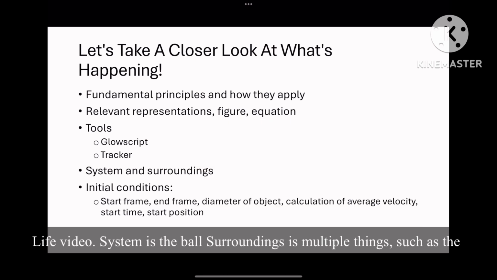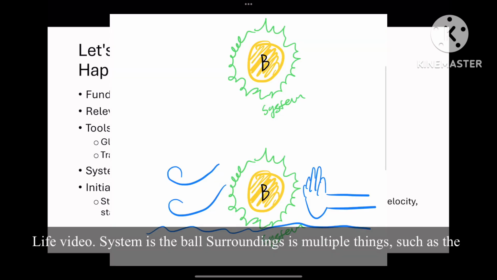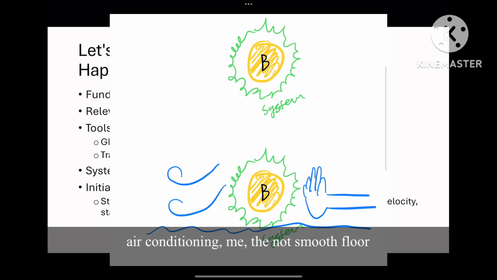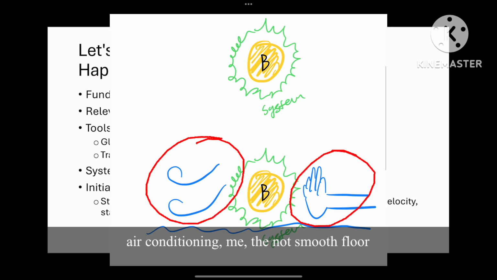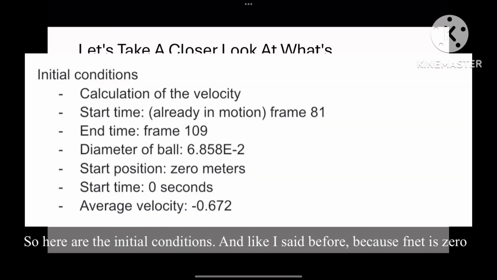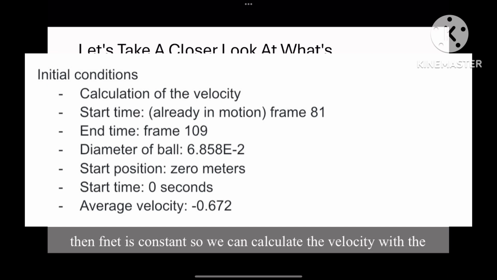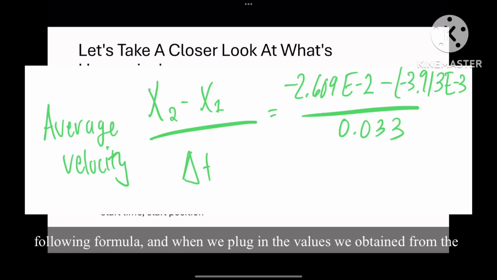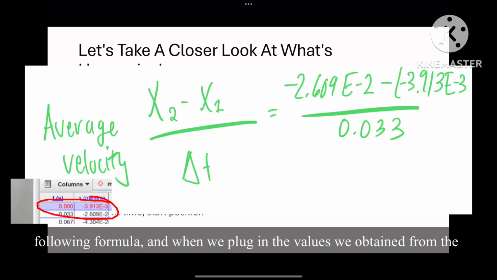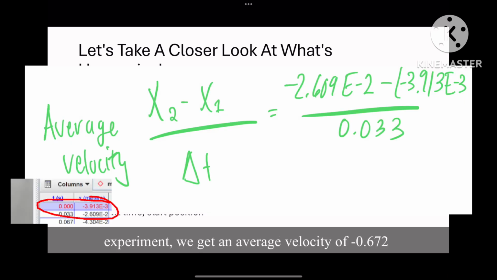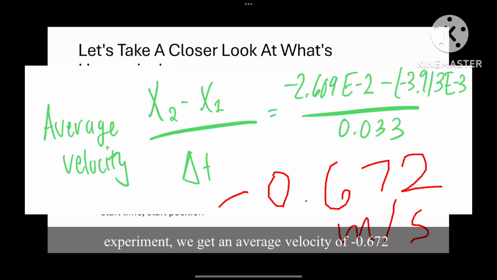So as you can see in the picture, the system is the ball and the surroundings are multiple things, such as the air conditioning, me, and the not smooth floor. So here are the initial conditions, and like I said before, because Fnet is 0, then velocity is constant, so we can calculate the velocity with the following formula, and when we plug in the values we obtained from the experiment, we get an average velocity of negative 0.672.